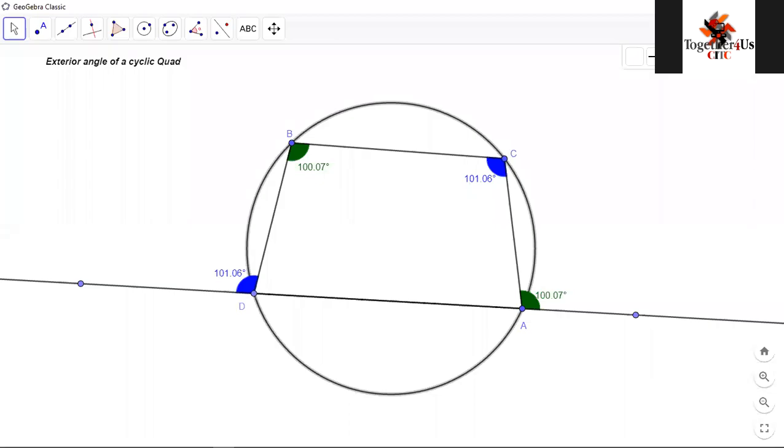Finally, guys, here's the cool one. For me, this is really the cool one. And again, it's all about the cyclic quad. We're looking in this video at the exterior angle of a cyclic quad. And I've put it all up for you. You can see the story, I believe, and I hope.